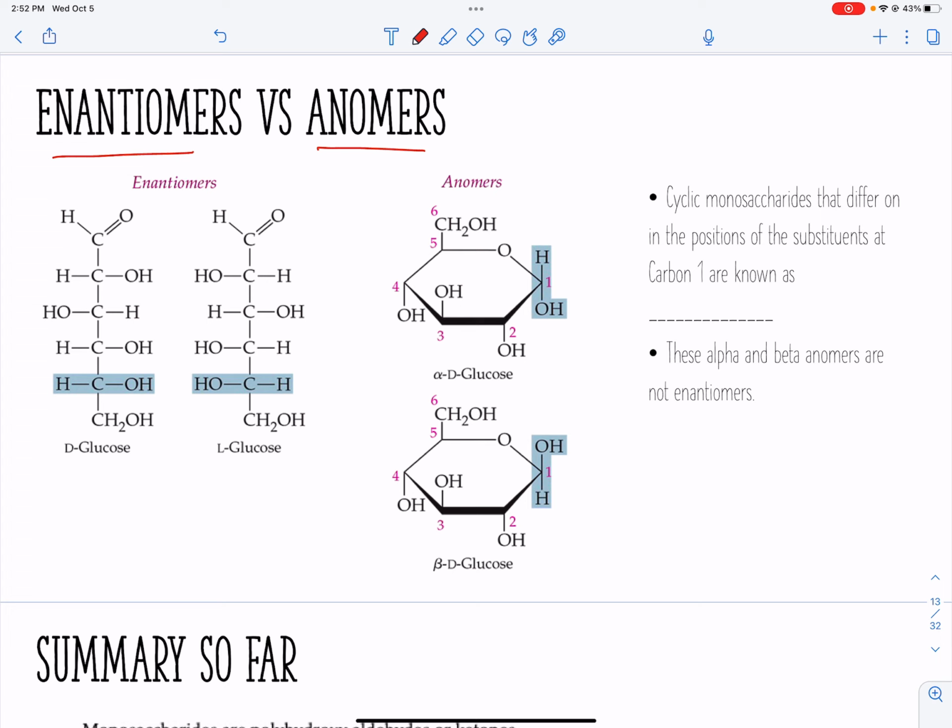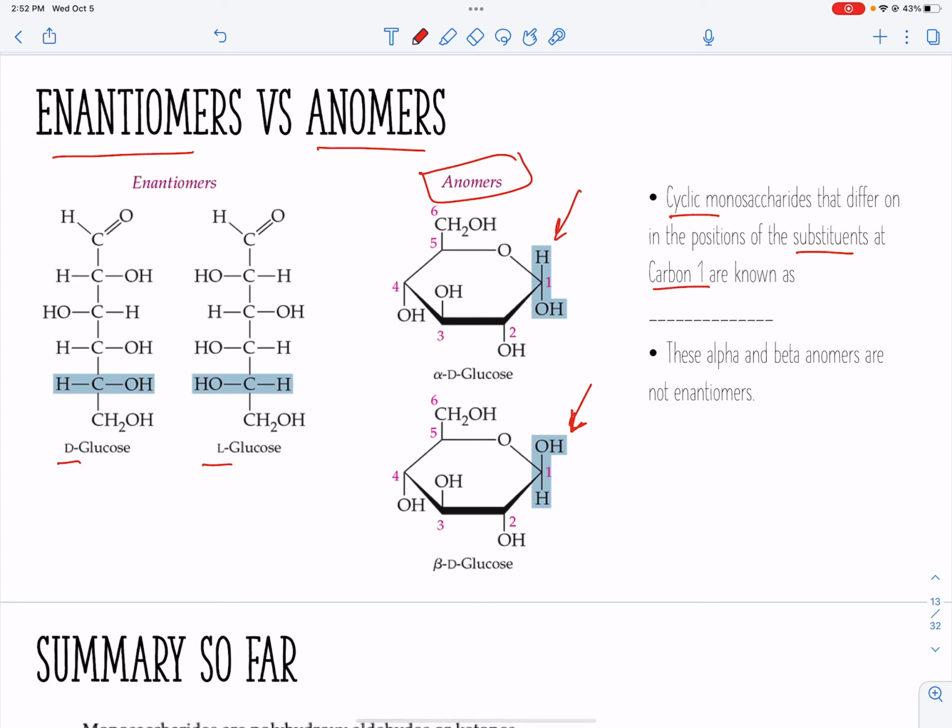Now we've heard this language, enantiomers and now anomers, so I just want to clarify the difference. When we draw the straight chain Fischer projections of these monosaccharides, we label them D or L, and anything that's a mirror image, we refer to these structures as enantiomers. Enantiomers are for straight chain. Anomers, that language is for cyclic: cyclic monosaccharides that differ on the position of the substituents at carbon 1. That's what's highlighted right here and right here.